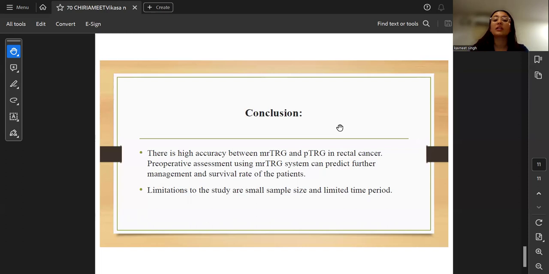In conclusion, there was a high accuracy between the MR and pathological tumor regression grading in rectal cancer. The preoperative assessment using MR can further predict the management and survival rate of the patient. The limitations of our study were that the sample size was small and we had a limited time period.